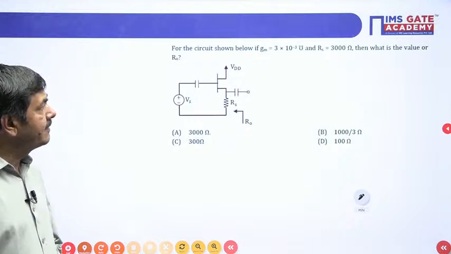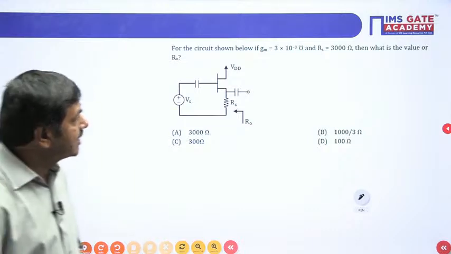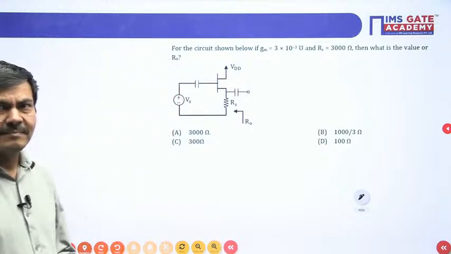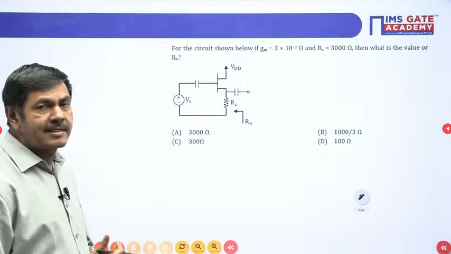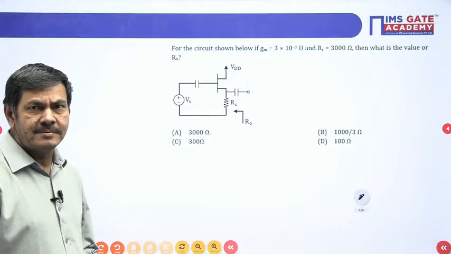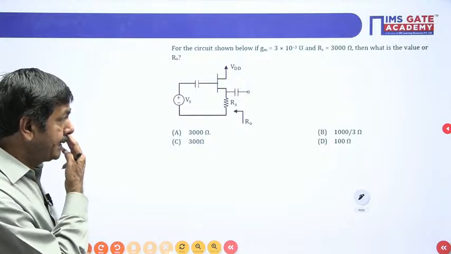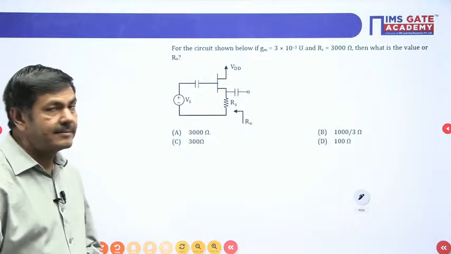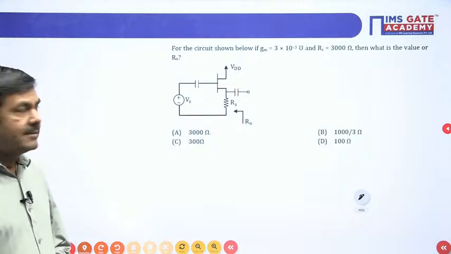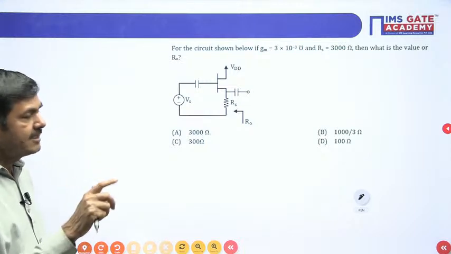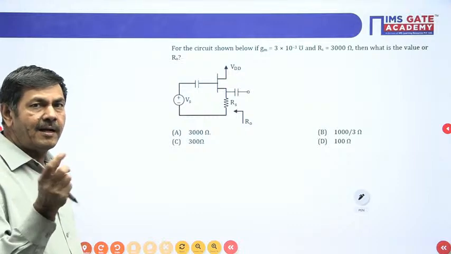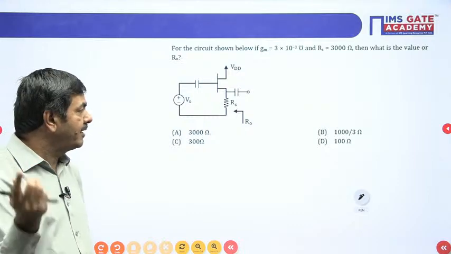The MOSFET is given, transconductance is given, and also RS is given, and how to find R naught. By using small signal analysis, you can do it. Option D is not correct. It is not 100. Can you try? Draw the circuit and find it yourself. Here I will apply the direct formula. You try small signal analysis and you will get it.